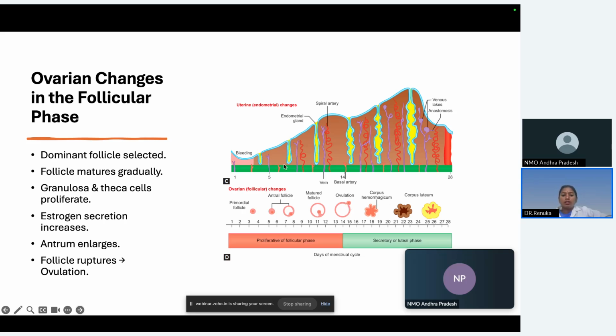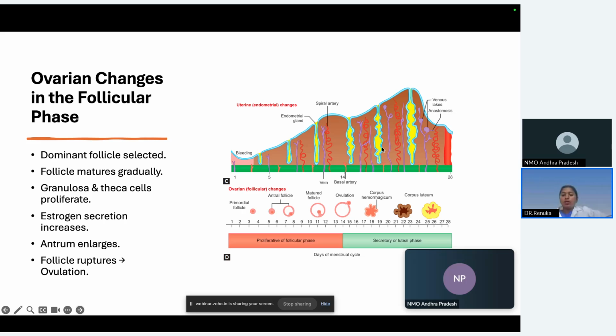What happens in the uterus? See here, there is a thin endometrium. The endometrium starts to proliferate, and the endometrial glands also start to grow. Spiral arteries are formed. Next, what happens in the cervix and vagina? Cervical mucus is very thin, and more mucus is produced. Because of that, sperm can easily enter. This happens in the cervix and vagina.